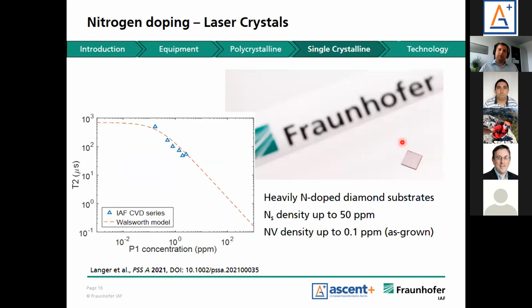Okay, then now let's move on to nitrogen doping, which is very important for upcoming NV activities or all projects dealing with quantum phenomena in diamond. Here we have several activities. I'm gonna start with growth of whole diamond substrates. So what you've seen before, the 3 by 3 millimeter substrates, we can grow them heavily nitrogen doped by ourselves. We can reach substitutional nitrogen densities of up to 50 ppm.